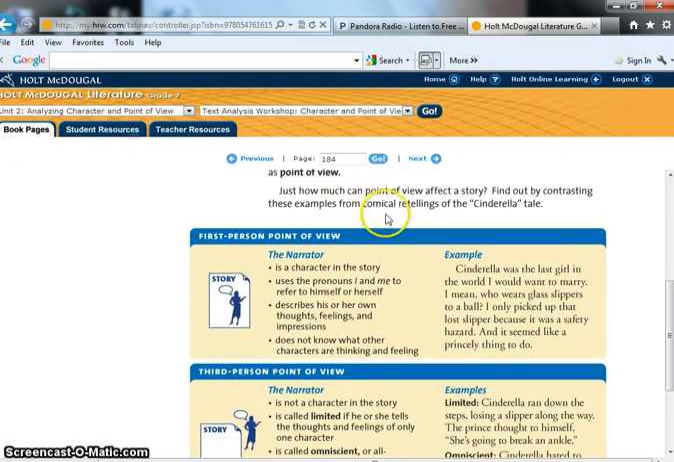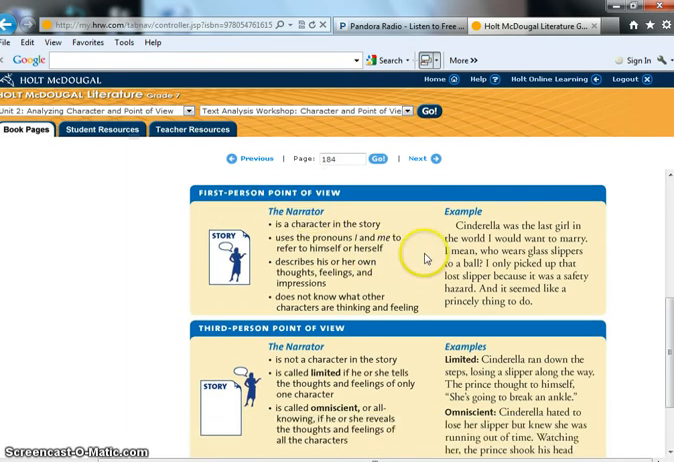Just how much can point of view affect a story? Find out by contrasting these examples from comical retellings of the Cinderella tale. First, let's look at first-person point of view. In first-person point of view, the narrator is a character in the story. So you can see right here that the narrator is right there in the story. The narrator uses the pronouns I and me to refer to him or herself.